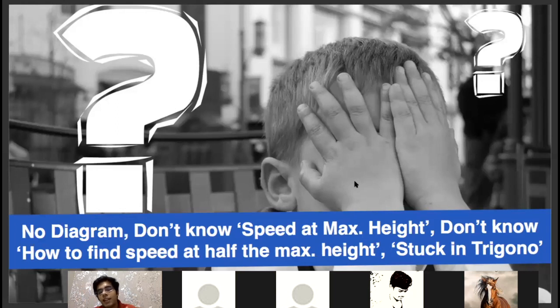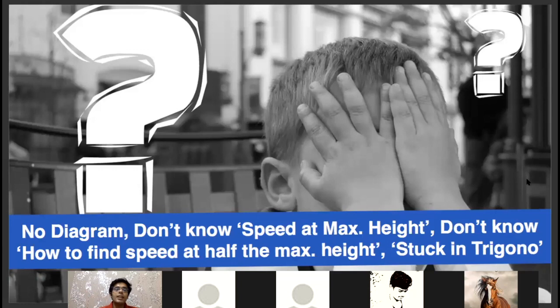And in spite of creating a diagram, they rely on their memory. And again, then they get stuck at how to find the speed at half the maximum height. They're not able to recall what is the acceleration along x-axis. They're not able to recall the acceleration along y-axis. As a result, they completely rely on their memory rather than deriving. And even if they create a diagram, they know the speed at greatest height. They know the speed at half the maximum height. Even if they put in the expression of root 2 by 5 times, they get stuck in trigonometry.